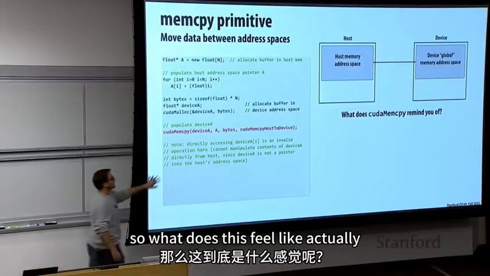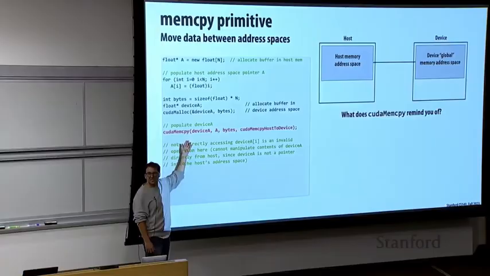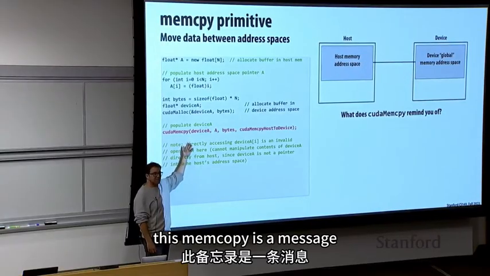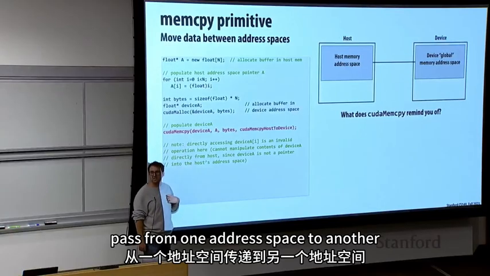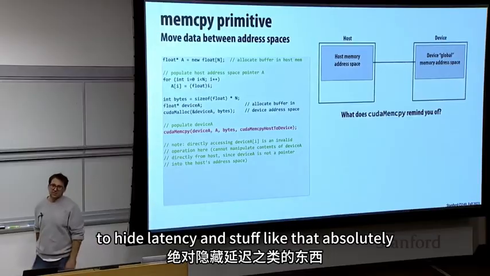So what does this feel like? Last time, didn't we talk about message passing? In some sense, this memcopy is a message pass from one address space to another. And you very well might want to do it asynchronously to hide latency and stuff like that. Absolutely.